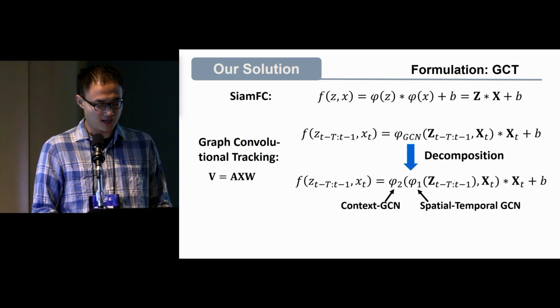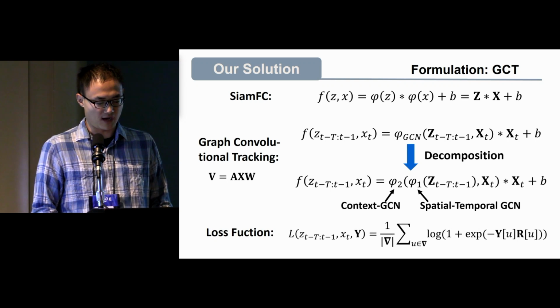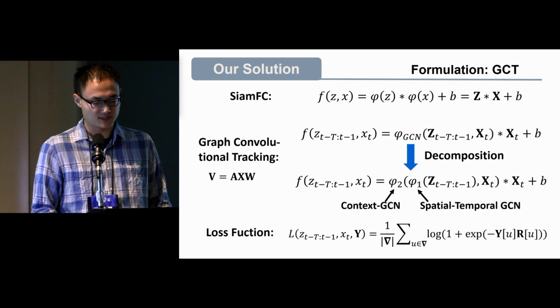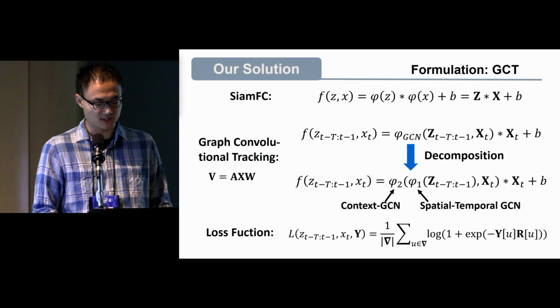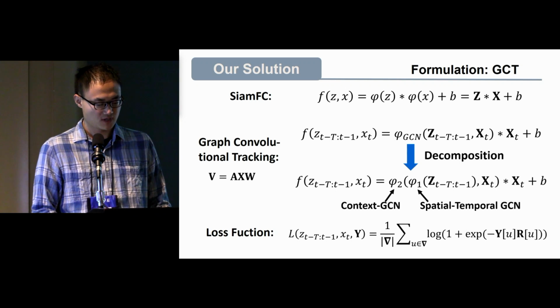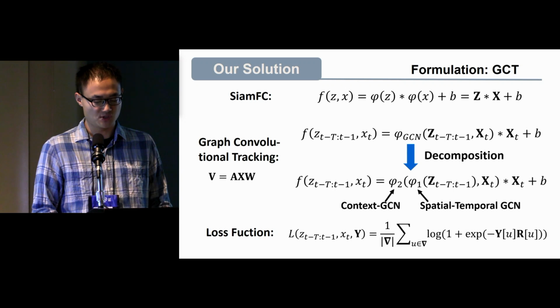In the offline training stage, the loss of an exemplar's instance pair is generally represented as a logistic function. We use videos from the ImageNet VID dataset for model training.